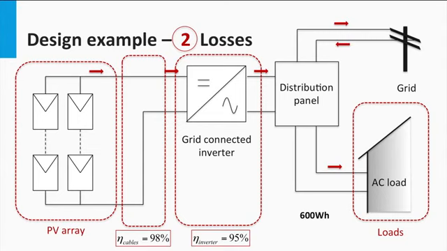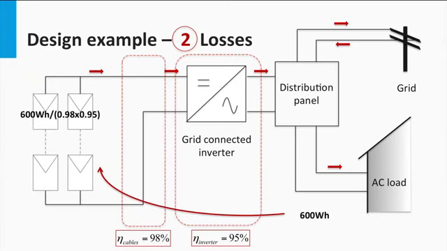Let us first account for the losses in the system. This would help us find the energy needed at the output of the PV array to successfully cover the daily load. Here, we assume the same component efficiencies as we saw in the earlier example. That is, the cables have a transmission efficiency of 98% for the DC power, and the grid-tied inverter shows an efficiency of 95%. We also see that the AC load at the inverter end demands a total of 600 watt-hours during the day.